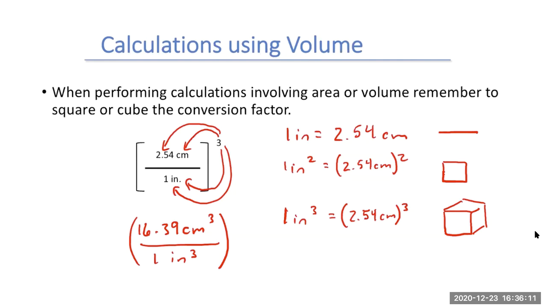When it's just a line, you don't need to do anything. When it's an area, everything gets squared. When it's a volume, everything gets cubed. Not too bad, right? We just have to remember our order of operations. I have to do the parentheses and the exponents before I do the multiplication for the calculation here.